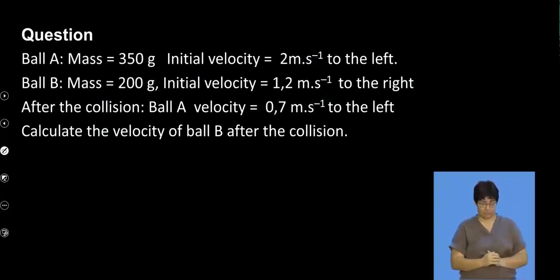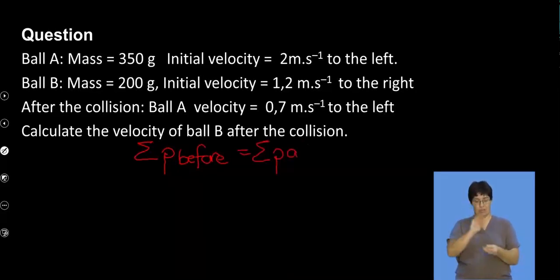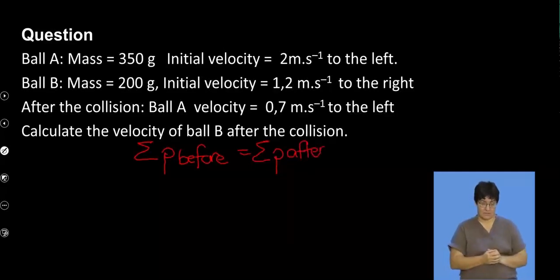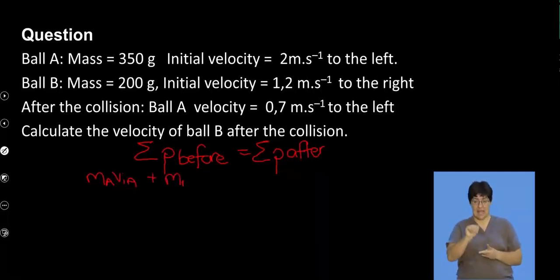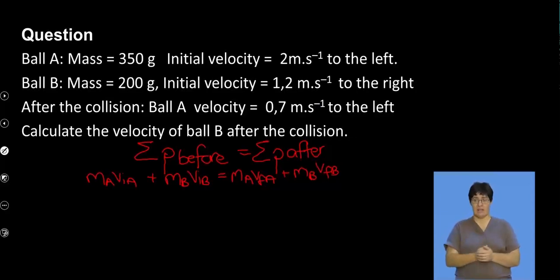So we have to start with the total momentum before is equal to my total momentum afterwards, where I have the mass of A, the initial velocity of A, plus the mass of B times the initial velocity of B. Afterwards, we're going to have the mass of A with A's final velocity. We're going to have the mass of B with B's final velocity.